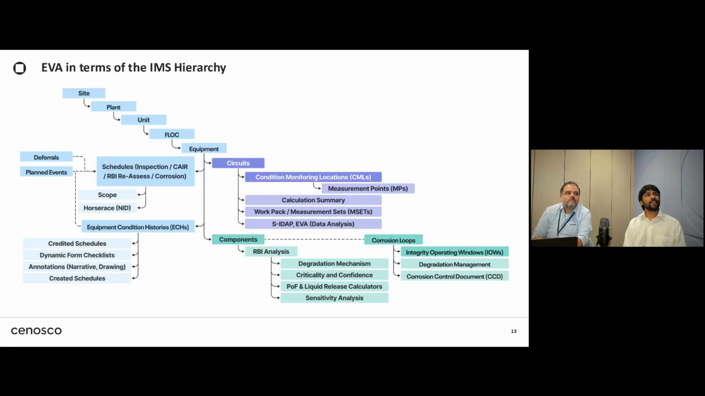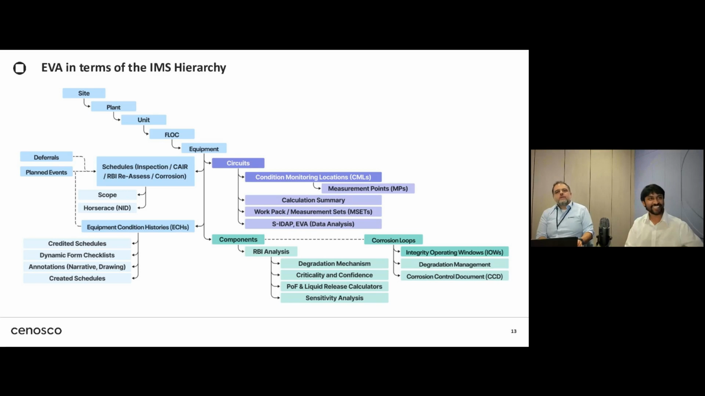Okay, so now let's look at how extreme value analysis typically sits in this hierarchy. How does it sit inside the specific framework? Luis, you want to take over? Yeah. That's my favorite diagram.